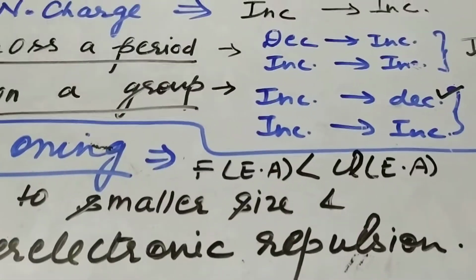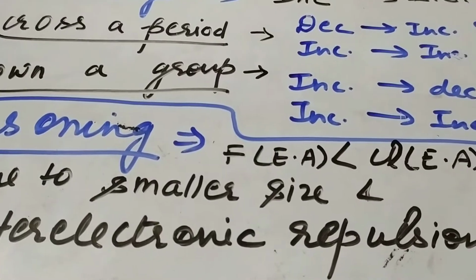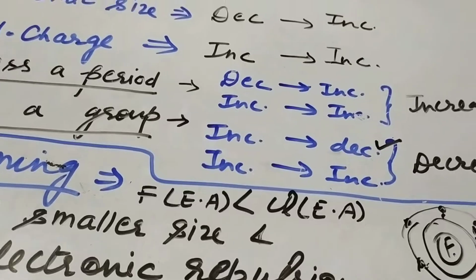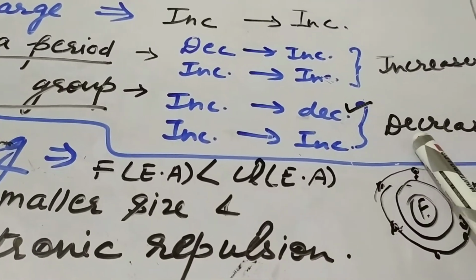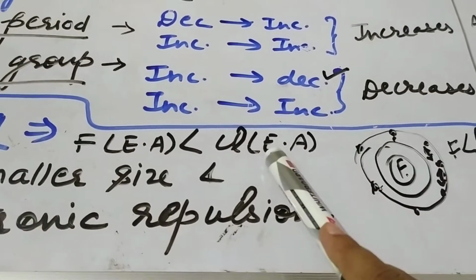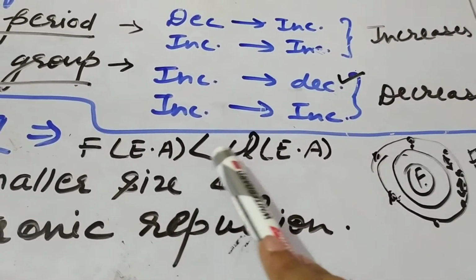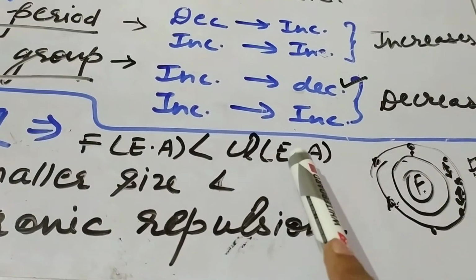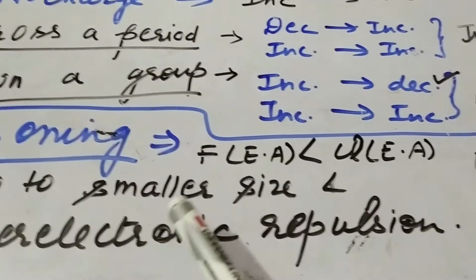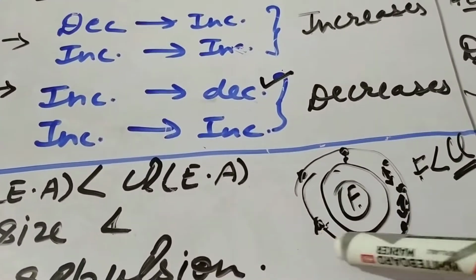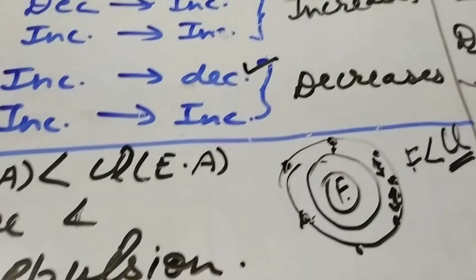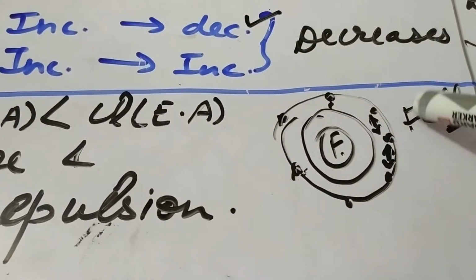Now here there is an exception, also a reasoning question. If we see in halogens, down a group it should decrease. It means fluorine should have electron affinity more than chlorine, but here it is just the reverse. Fluorine has electron affinity less than chlorine because of two reasons. Because fluorine has a smaller size as compared to chlorine, and because this is a fluorine atom, suppose I have drawn it, and this is a smaller atom as compared to chlorine. Suppose it has 7 electrons in its valence shell.